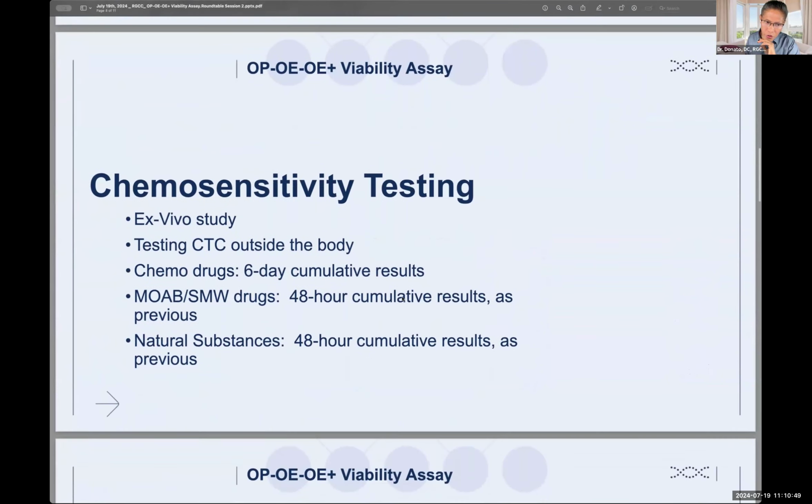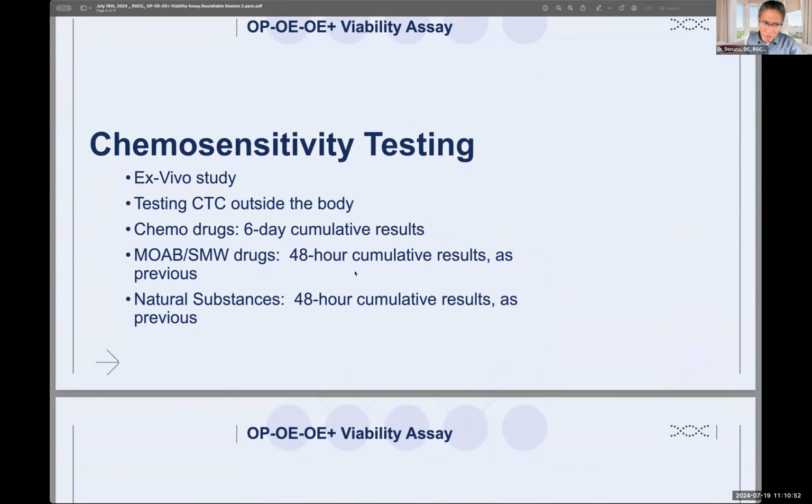So the chemosensitivity testing is an ex vivo study. Okay, it's done on a culture and sensitivity testing with the CTCs introduced to drugs or other biological modifiers, and it will determine what happens after a certain period of time when they assess it for sensitivity. So the chemo drugs is a 6-day cumulative result, but the targeted drugs like the monoclonals and the small molecular weight, that's a 48-hour cumulative result.